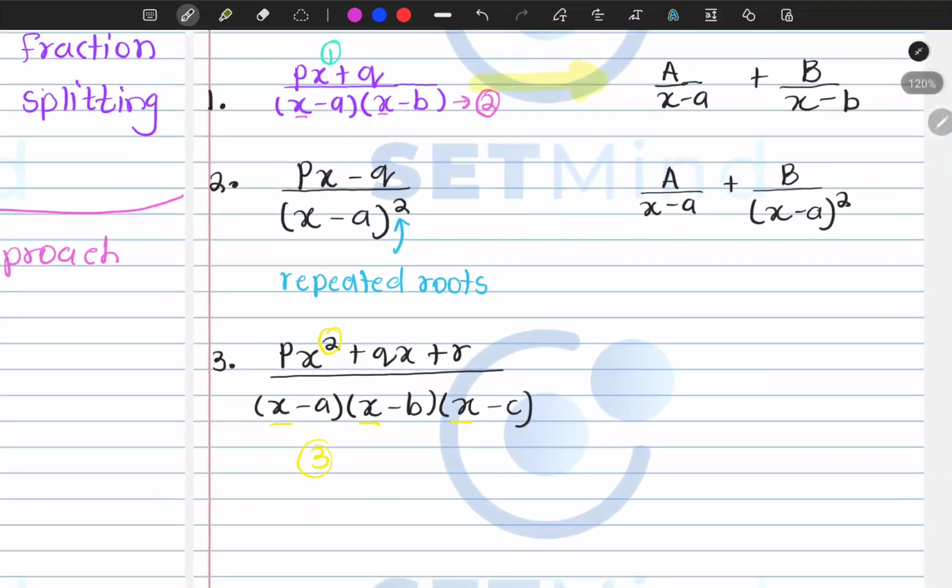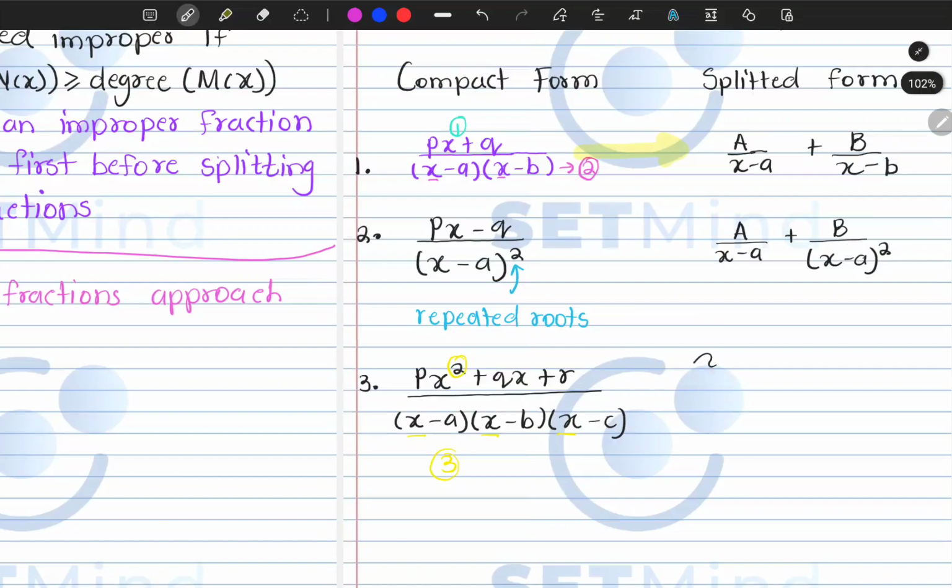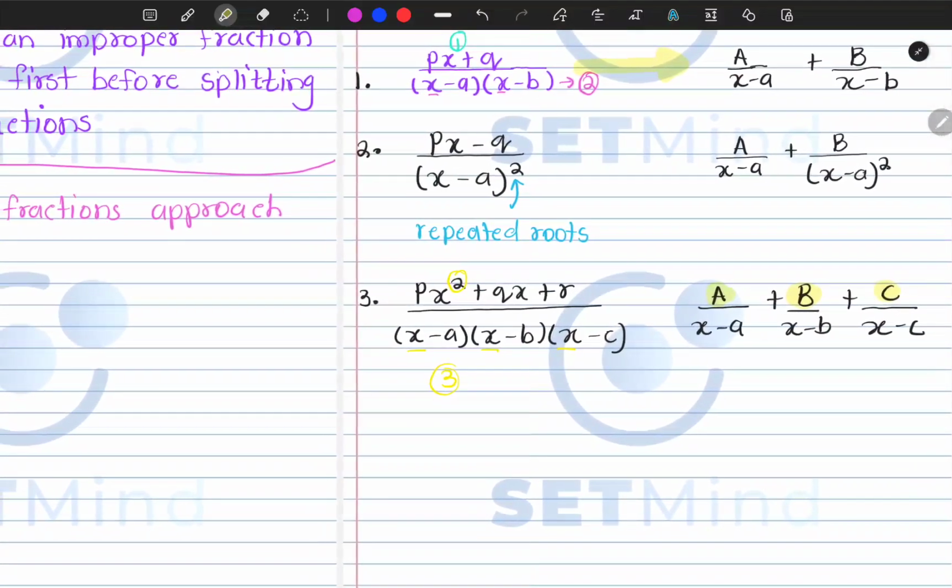When we split this, on the other side, what you should be able to see is that we will have A divided by x minus a, plus B divided by x minus b, plus C divided by x minus c. So all we need to figure out is what the A, the B, and the C on top are. And we'll see how to find that a bit later.